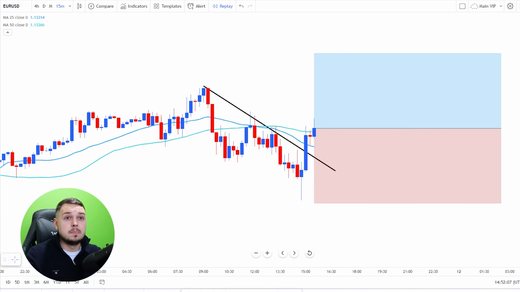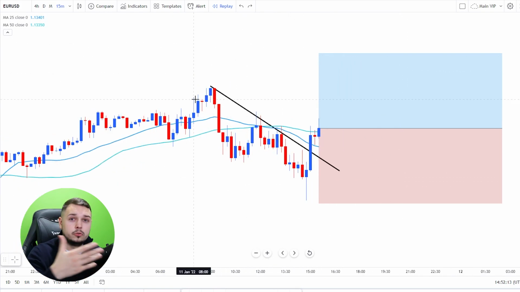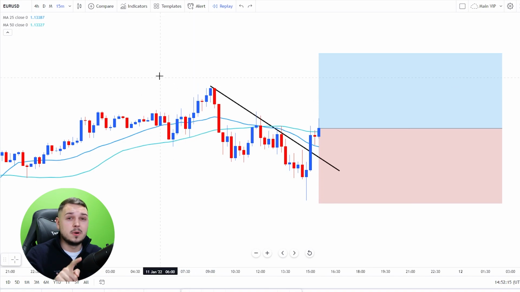Stop loss just below the wick over here. So 26 looks pretty good. 1-to-1 risk to reward ratio. However, we can increase it. Let's see what's going on.